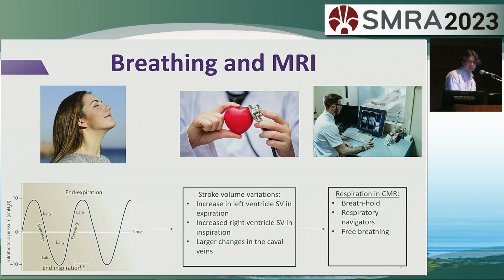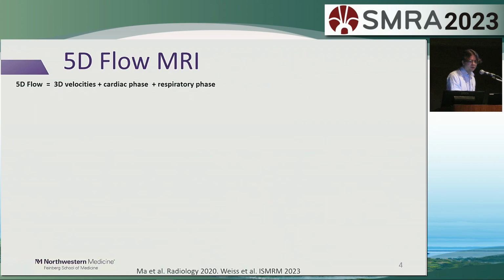And what was alluded to by Dr. Schnell and Dr. Lieben earlier this week is the use of 5D flow MRI to resolve the respiratory dimension and assess the blood flow across the respiratory cycle. So 5D flow MRI, we can think of it as 3D velocities, so we're able to measure blood flow in a volume across a reconstructed cardiac cycle, but now we have a respiratory phase added onto that, so we can see how the blood flow changes from expiration to inspiration.